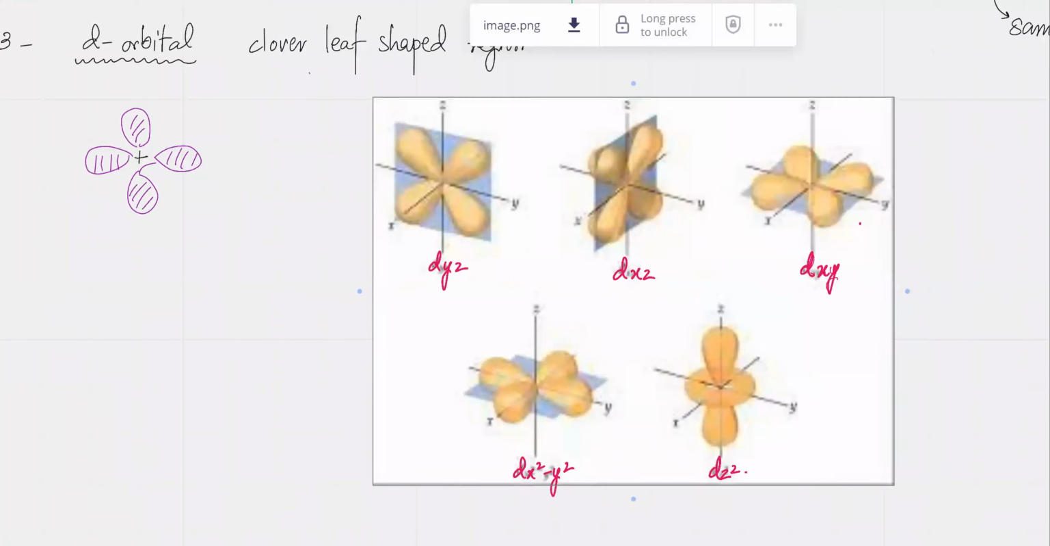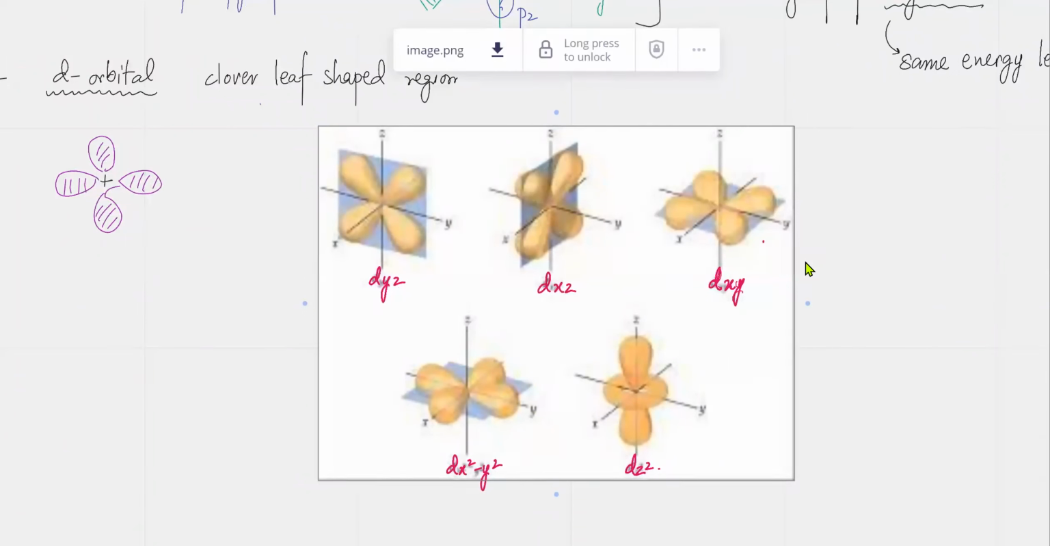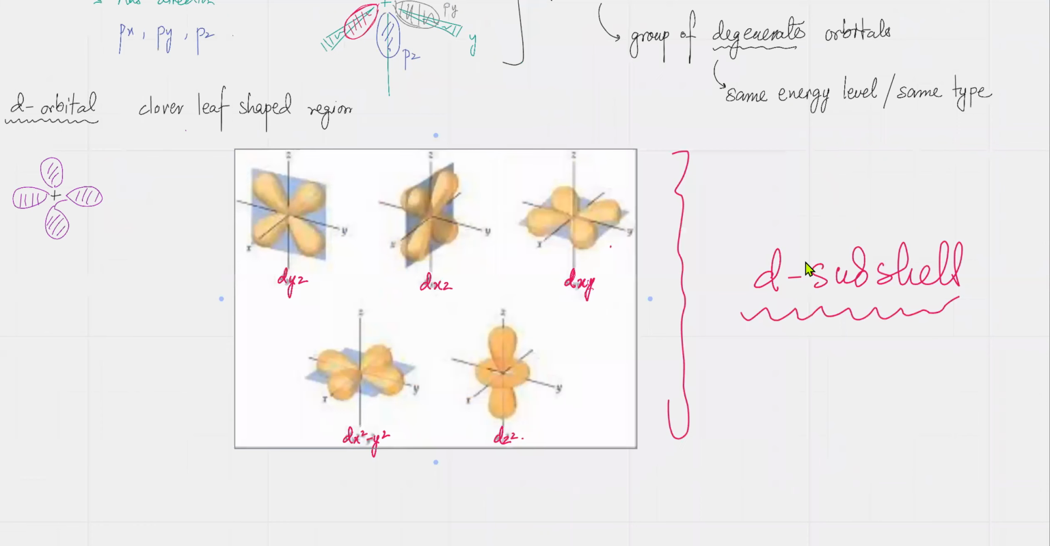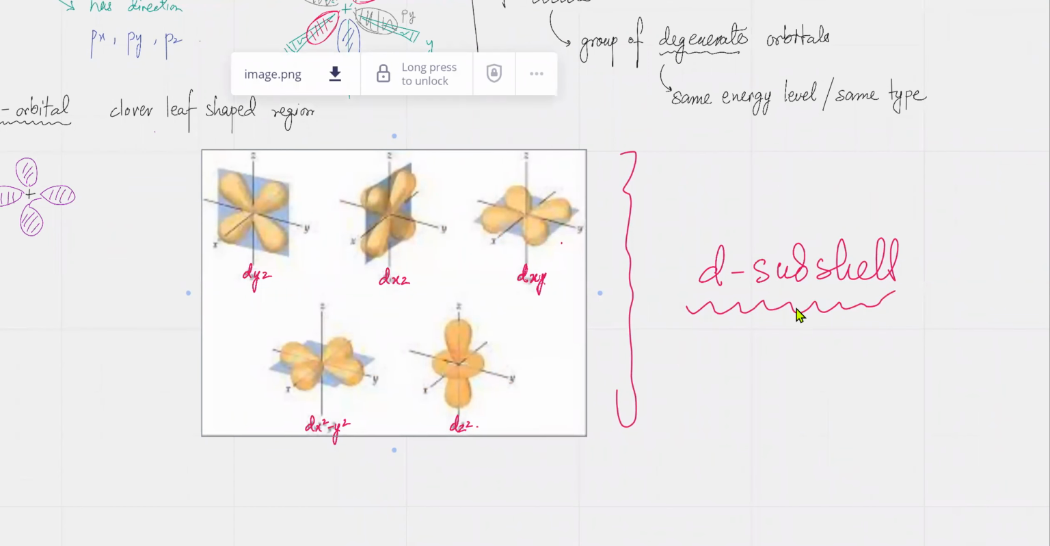But remember, most of the d orbital content is part of A2. So you're not probably going to get a direct question in your AS exam about d orbitals. The only knowledge that you should have about d orbitals is that there are 5 types of d orbitals, and together these 5 types of d orbitals are known as a d subshell. If you group them together, this entire thing is known as a d subshell.